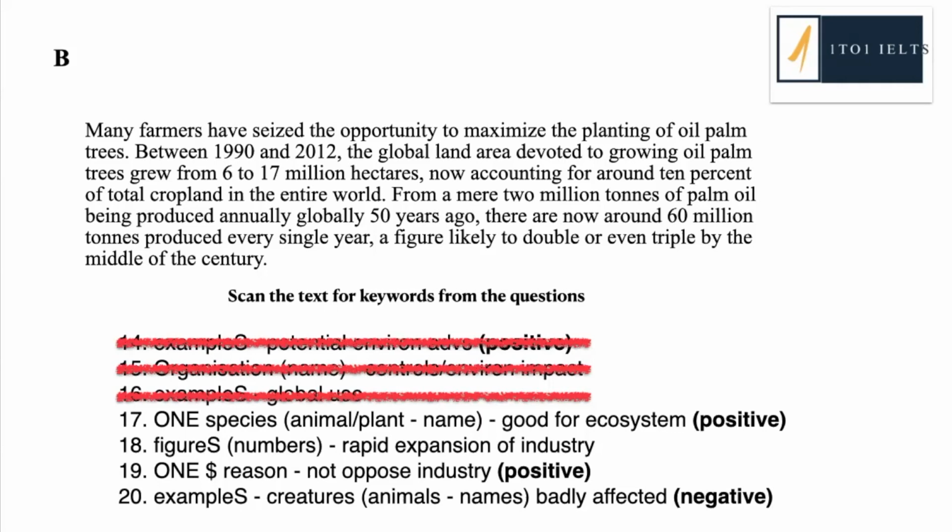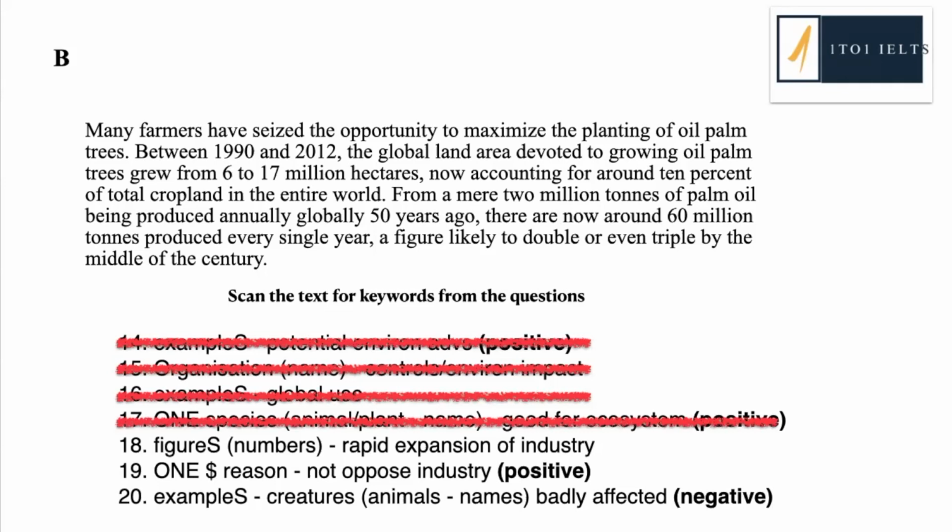17 is looking for one species. There's no mention of one species. So once again, we can cross this off. 18 is looking for numbers. Well, I can definitely see numbers in this text. So I want to quickly check that these numbers are referring to the expansion of the industry. So it mentions that the global land area devoted to growing oil palm trees grew, so it's expanding from 6 to 17 million hectares. That's definitely talking about what we're after.